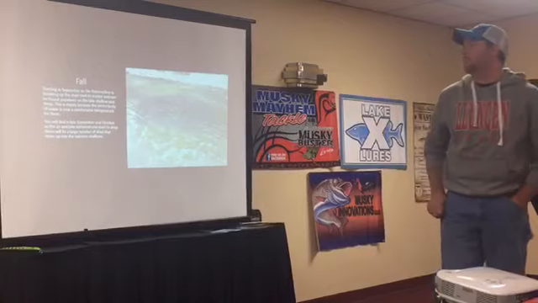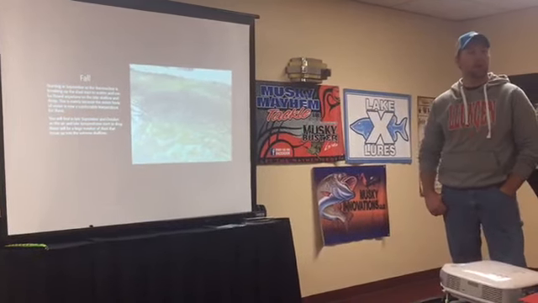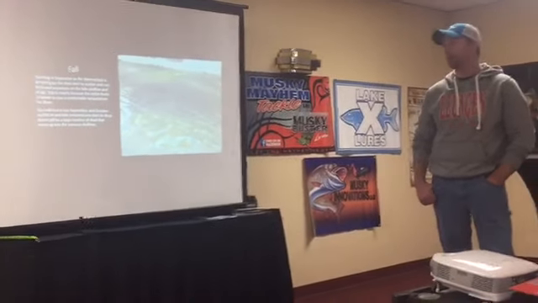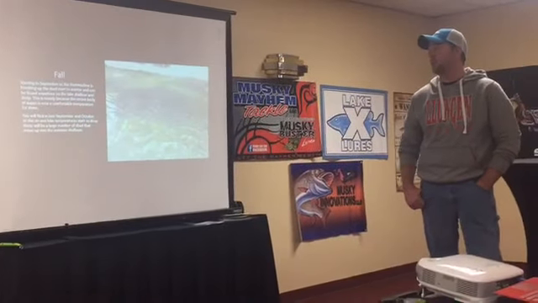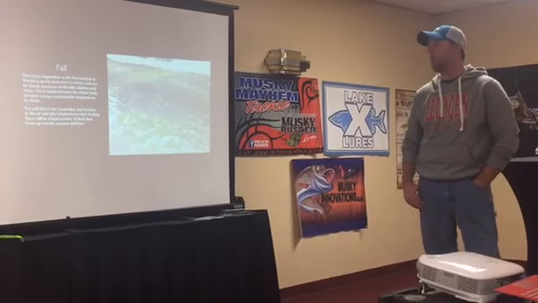Fall, starting in September, as the thermocline is breaking up, the shad really start to scatter a lot, as do the muskies that are following them. It's mainly because the entire body of water is now a comfortable temperature for them, so they just go wherever they want.